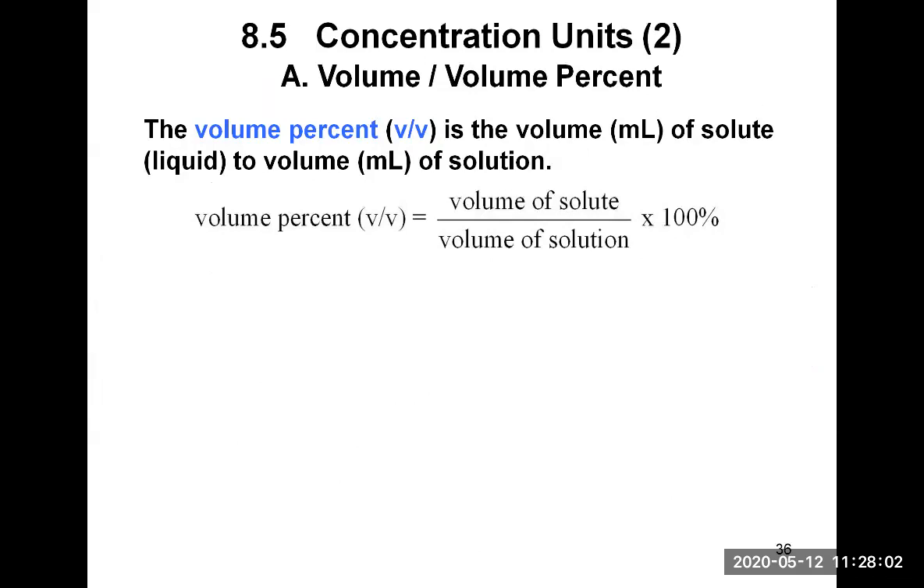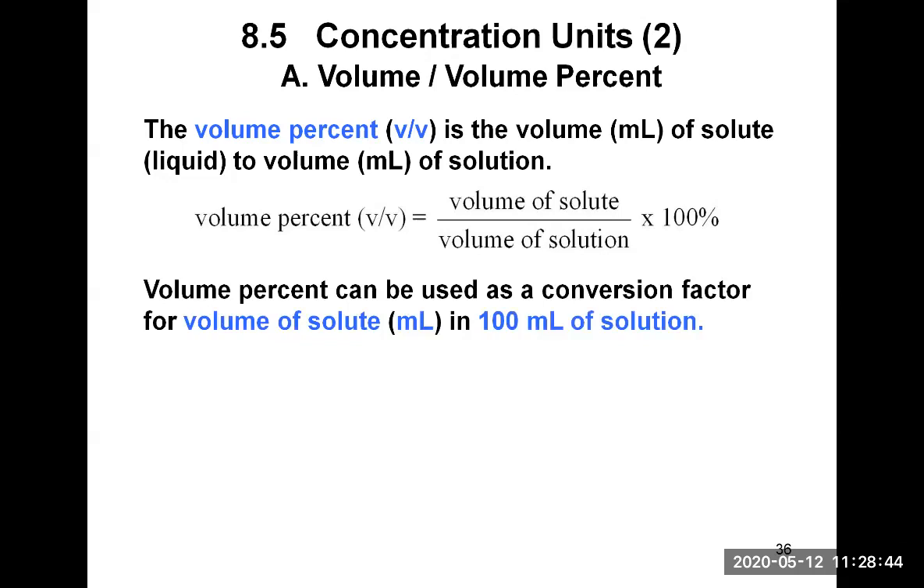So let's go over volume per volume percent, or volume percent. V/V is the volume in milliliters of solute over the volume of solution in milliliters. So the formula is volume percent equals volume of solute over the volume of solution times 100. The two volumes have to be in the same units, so both milliliters or both liters. It will work out because they cancel out. And times 100. So don't forget to multiply by 100 because this is a percentage.